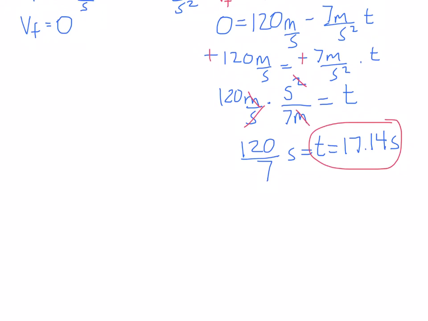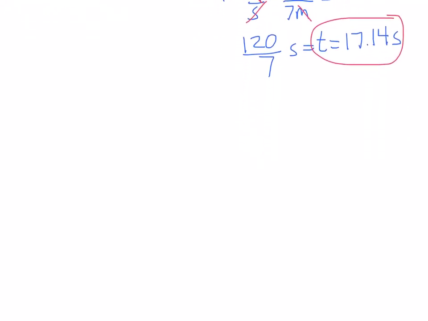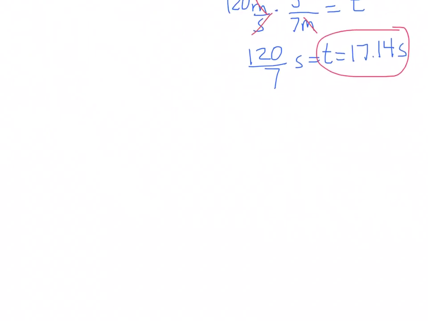Next we are going to solve the second part of the problem. The second part of the problem was asking for the length of the runway. So the formula we're going to use here is V final squared is equal to V initial squared plus 2 times acceleration times displacement. So here we go. We're going to substitute in our values.